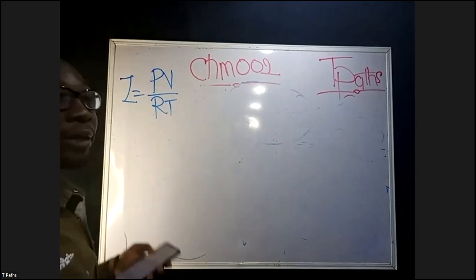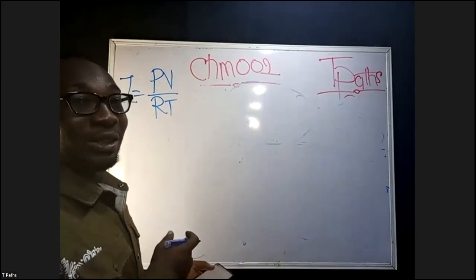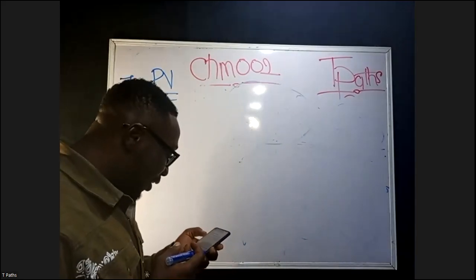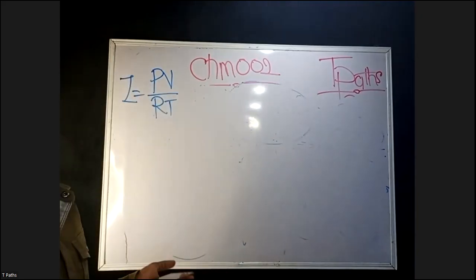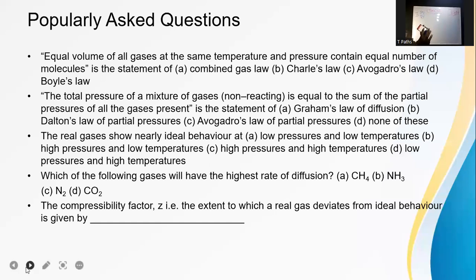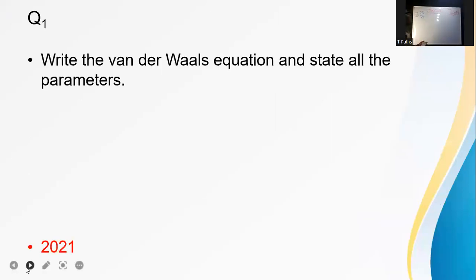Now, we are going to your actual question. This is a very good question, from 2021 again. Write the Van der Waals equation and state all the parameters. That's the question. Write the equation and the parameters, and you get your full answer. Let's recall the formula: P plus an squared over V squared.